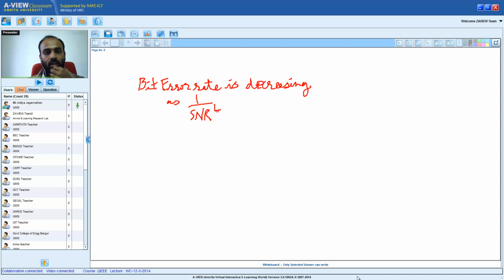So that is why with two antennas, the bit error rate was decreasing as 1 over SNR square. With 3 antennas, it will decrease as 1 over SNR cube, and so on and so forth. And this L, which is the exponent of 1 over SNR in the bit error rate, is known as the diversity order. This is a very important quantity for wireless communication. This L is known as the diversity order.